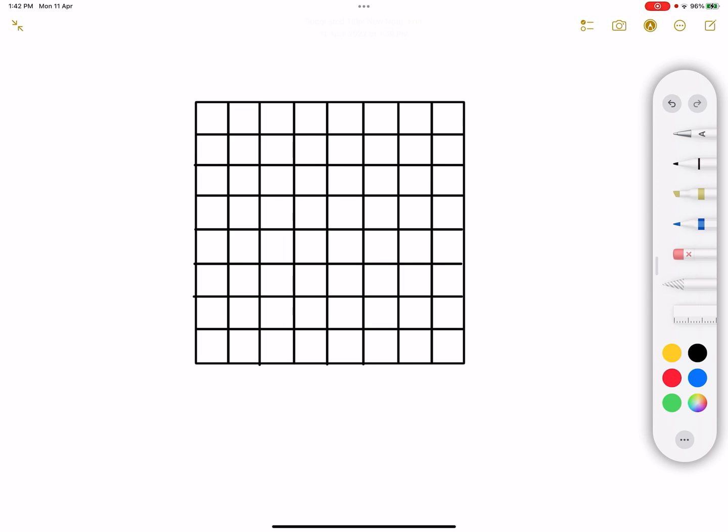In this video, I'm going to show you how to find the total number of rectangles that can be formed in this 8 by 8 square. So what we have here is a square which is divided into 8 by 8 squares, so we have a total of 64 squares. So how many rectangles can we form out of this?